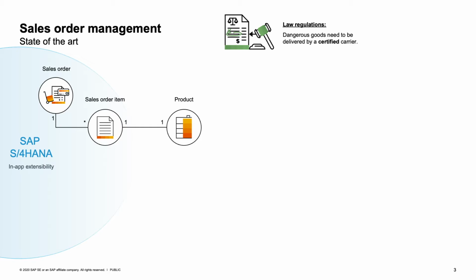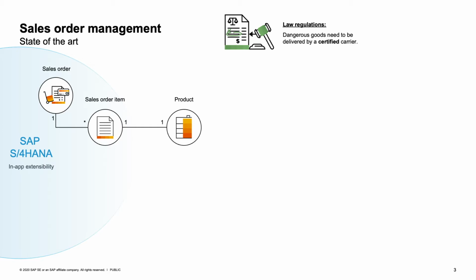On the left side, you see the dangerous good and the sales order, how it is delivered by SAP. So you have some sales orders, some sales order items, and also some products associated with the products and sales orders. And usually most customers are absolutely fine with that. But there are also some customers which need to extend these scenarios.